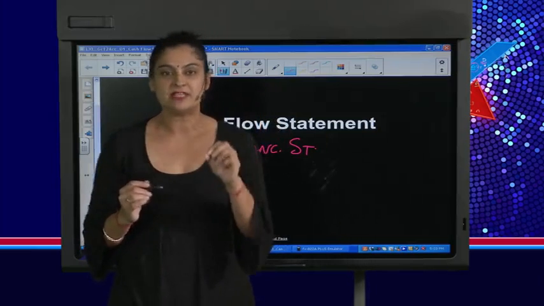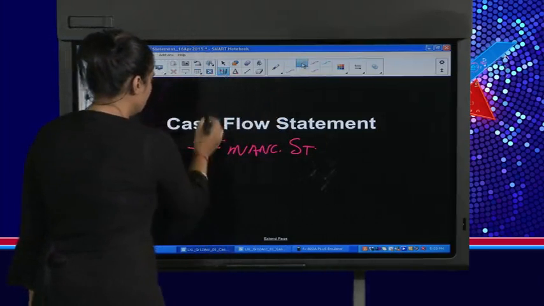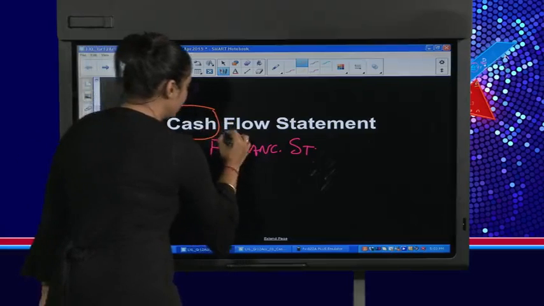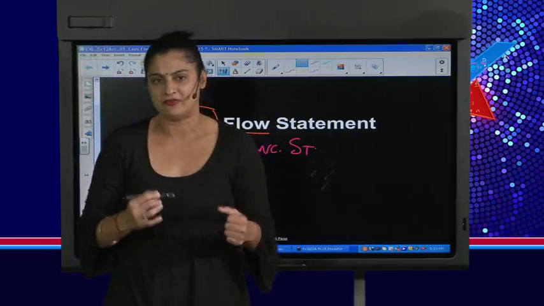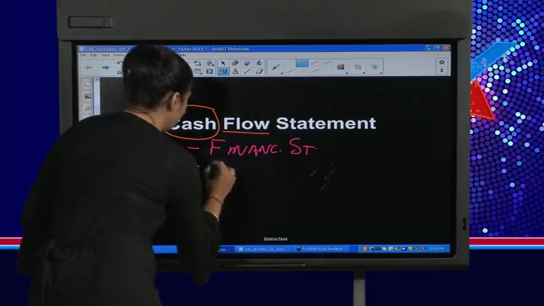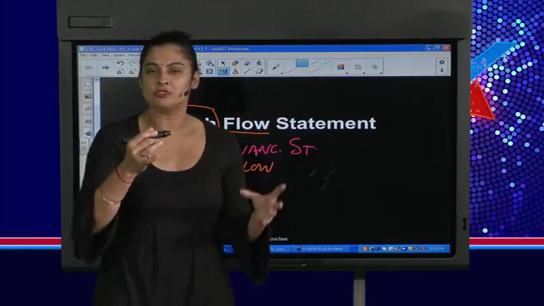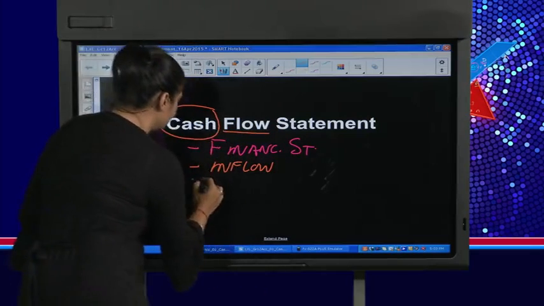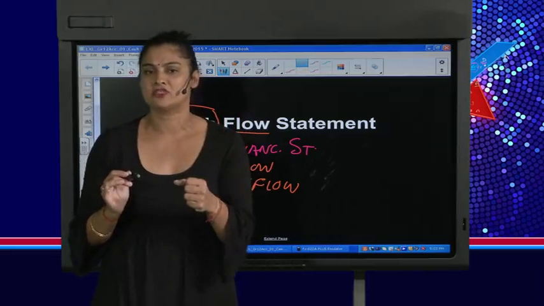Now, what does this statement look at? This statement, guys, focuses on, obviously, the word cash, and the way in which cash flows, the directions in which cash can flow. Now remember, cash can flow into the business. In other words, there can be an inflow of cash, and cash can also flow out of the business. Here we're referring to outflows of cash.